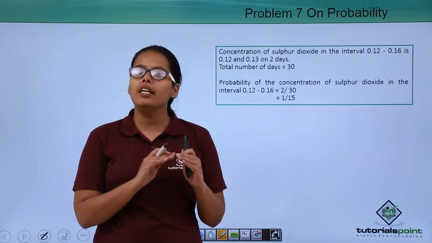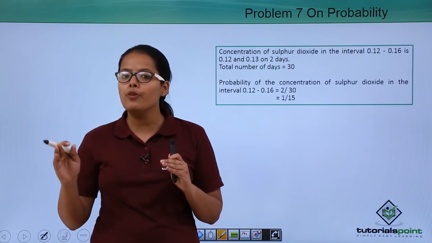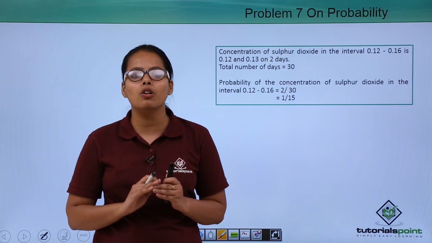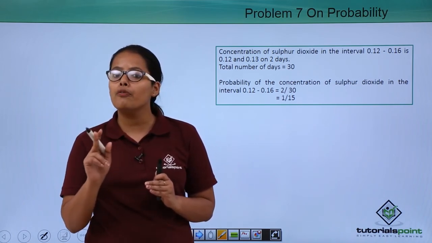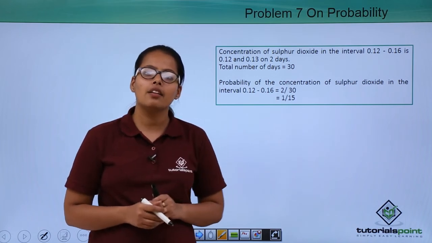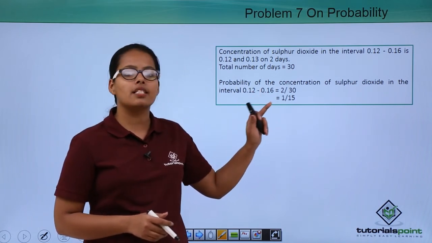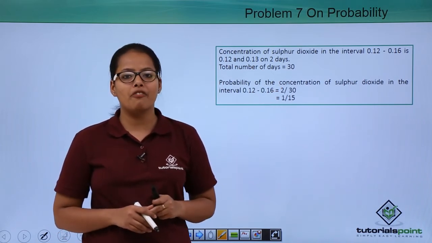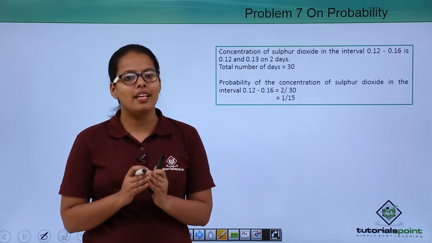So you know that in the interval of 0.12 to 0.16, only on 2 days the concentration of sulfur dioxide was lying on those days. So the number of ways that event can occur was 2 and total number of days are 30. So the probability in this case would be 2 by 30, which is further reducible to 1 by 15. So this is the probability in this case.